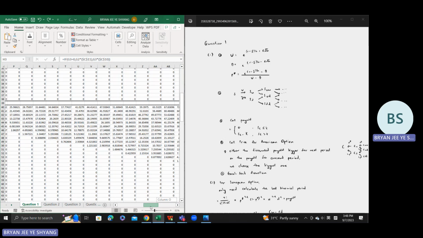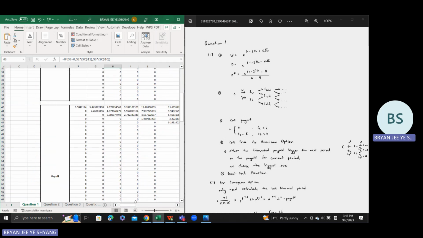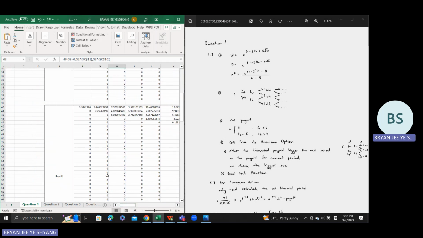Then after that, we'll calculate the payoff. Because this one is a call option, the payoff equals 0 if ST is less than or equal to K, and ST minus K if ST is greater than K. So using the maximum formula: maximum of ST minus K or 0.